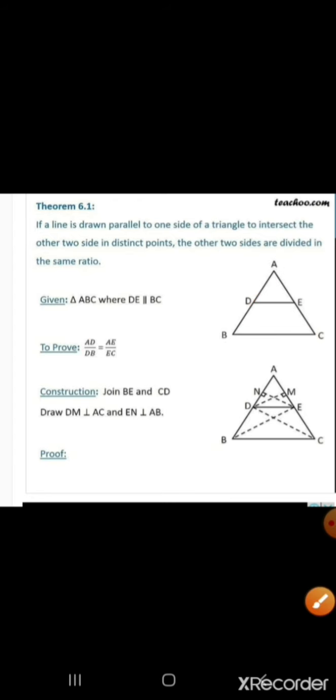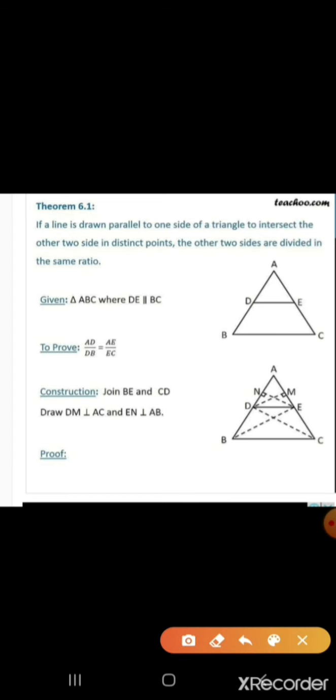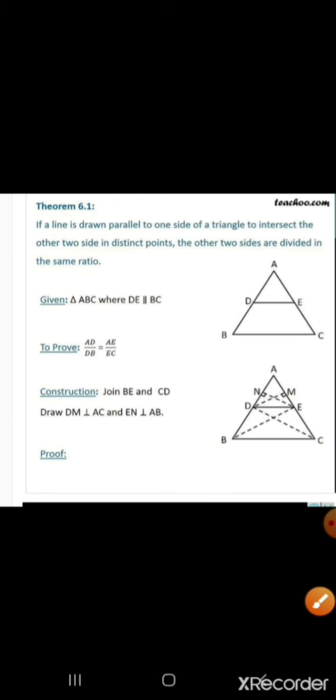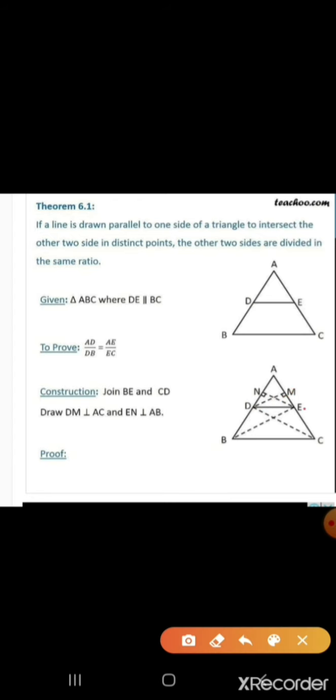Then for proving this theorem, we need to draw some extra lines. That is construction. Which are the constructions here? First, we have to join BE and CD. These two lines you have to join. Then you need to draw two perpendiculars. That is DM, one perpendicular DM, and the next perpendicular EN.